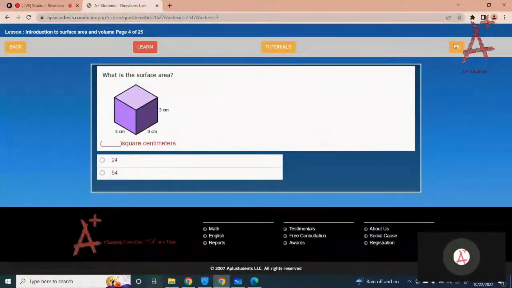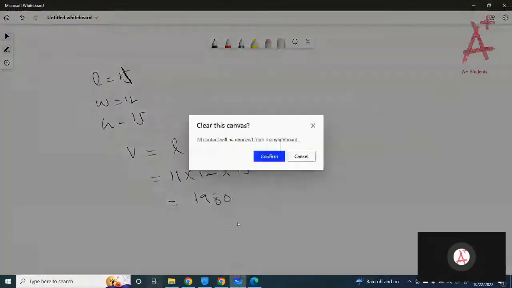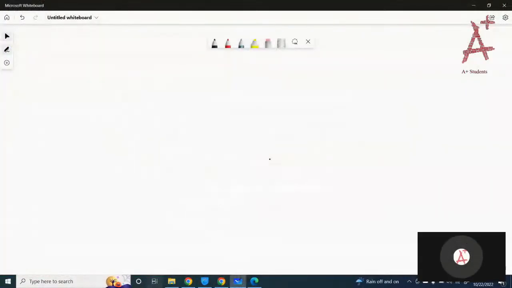Okay, what is the surface area? Now you have to find the surface area. It's a square, so just find the area of one face and then multiply it by 6, because a cube has 6 faces. Got it?